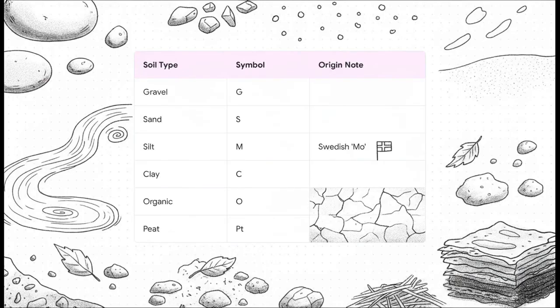So here's your classification cheat sheet. We assign a single letter to each primary soil type to keep things standardized globally. G is for gravel, S for sand, C for clay, O for organic, and peat for peat. But notice silt. Silt is designated with the letter M. Why not S? Well, because S was already taken by sand. So M actually comes from the Swedish word mo for silt. It's a fantastic little piece of international engineering history hidden right there in the codes.